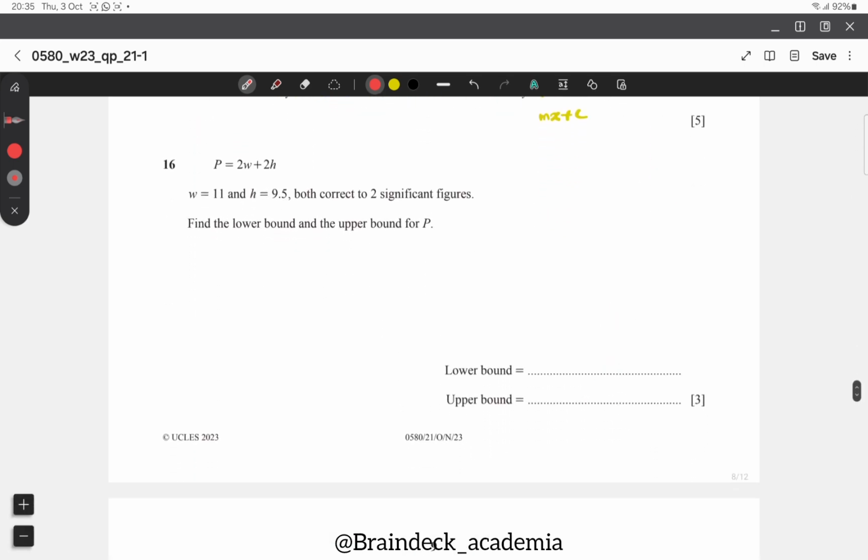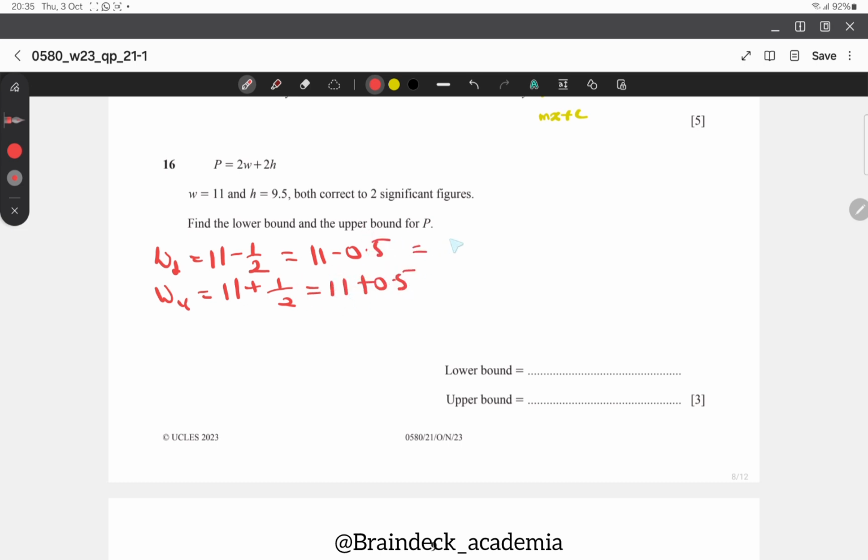So number 16, we're asked to find the lower bound and the upper bound of P. Our W is 11, our H is 9.5. Since it's a whole number, for W lower bound, the degree of accuracy for a whole number is 1/2, which is the same as 0.5. So for lower bound, we subtract 1/2 from it. Then for W upper bound, we add 1/2 to it, which is the same thing as 11 minus 0.5, and this one is 11 plus 0.5. So this is 10.5, and this will give me 11.5.